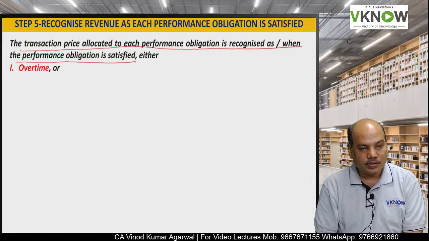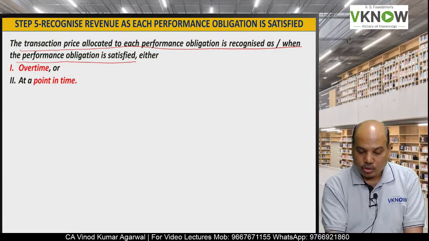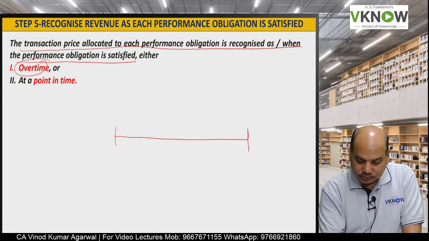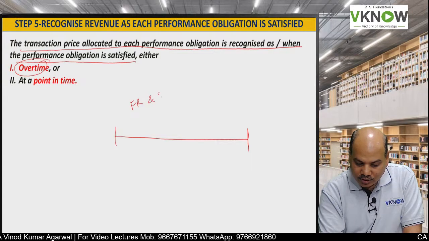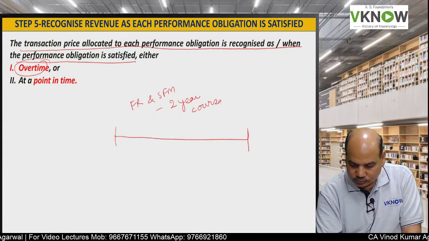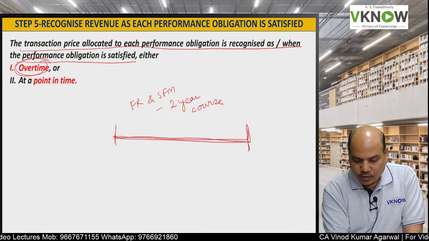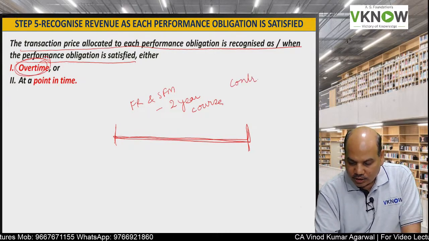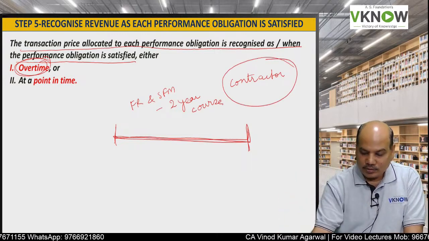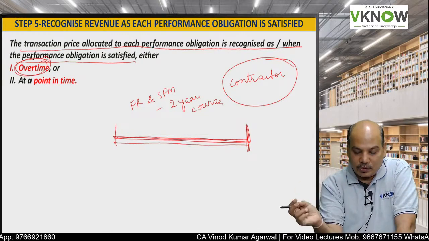Now there are 2 approaches here. One is called over a period of time and second is called at a point in time. Over time means over a certain time period. Like I am teaching you FR and SFM, and suppose it is a 2-year course. So it will spread over 2 years. That is called over time. Or for example, a contractor who has to construct a building for the client. So he is going to take 4 years to complete this building. So he accordingly will recognize revenue over time.